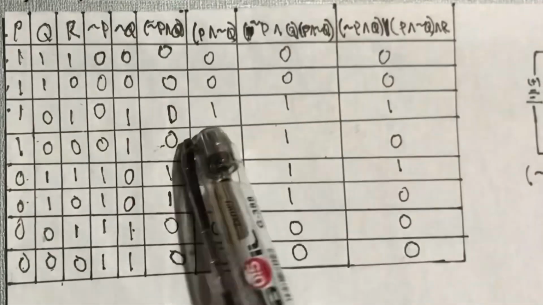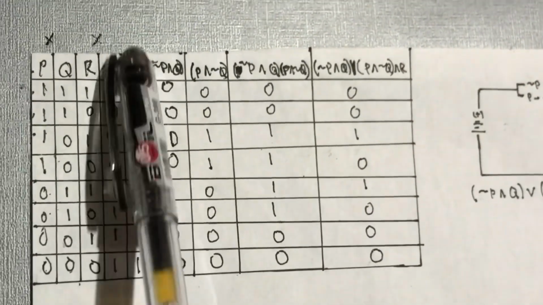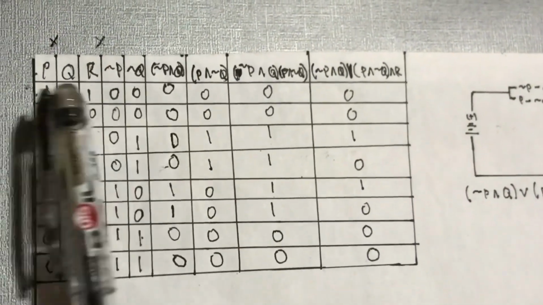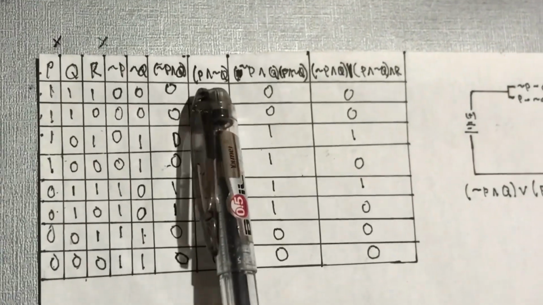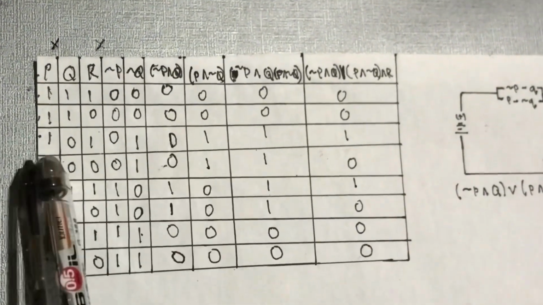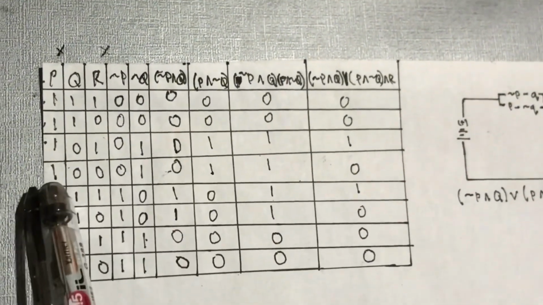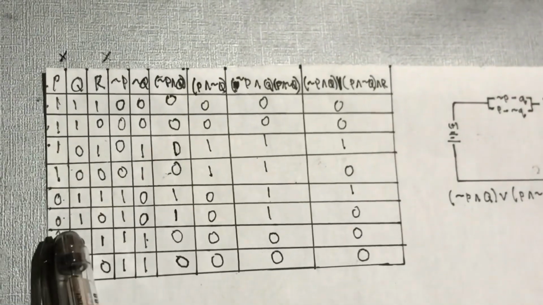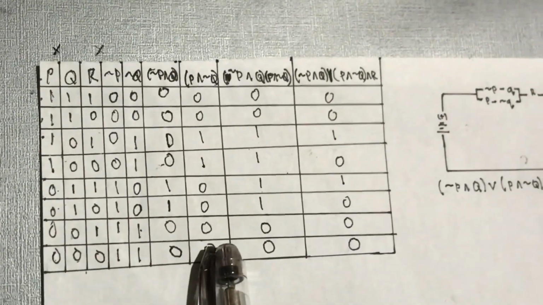To get the P and negation of Q, we have to base it on their columns, which is P and negation of Q. So P and negation of Q, 1 and 0 is 0. 1 and 0 is 0. 1 and 1 is 1. 1 and 1 is 1. 0 and 0 is 0. 0 and 0 is 0. 0 and 1 is 0. 0 and 1 is 0.